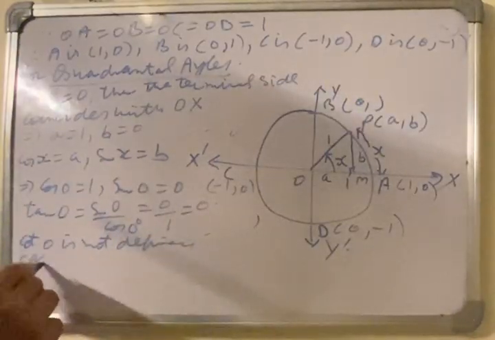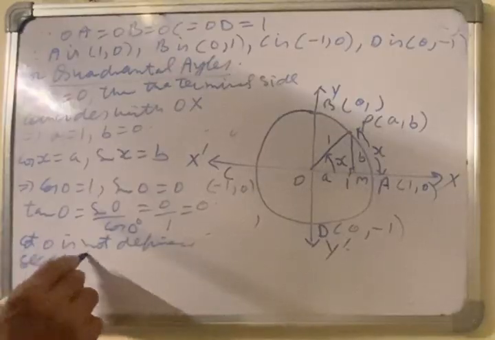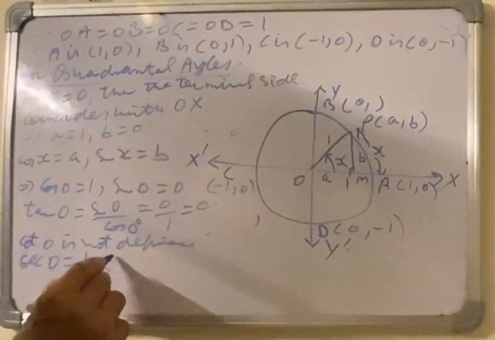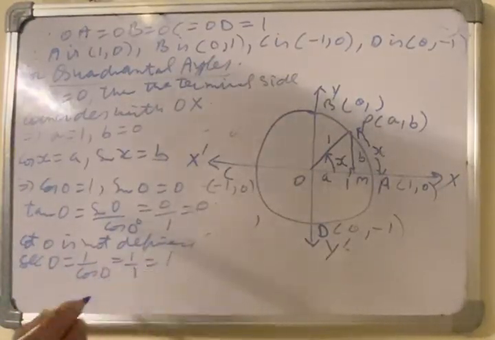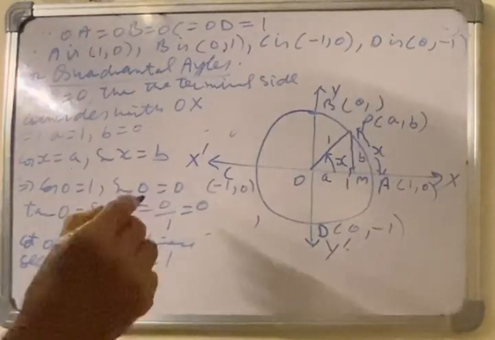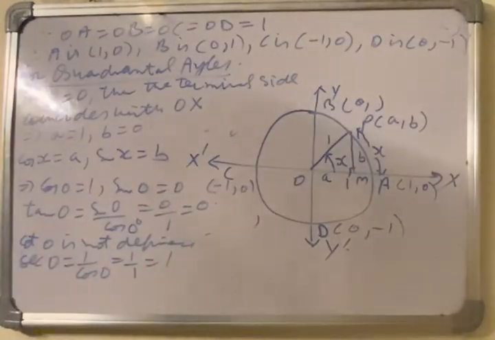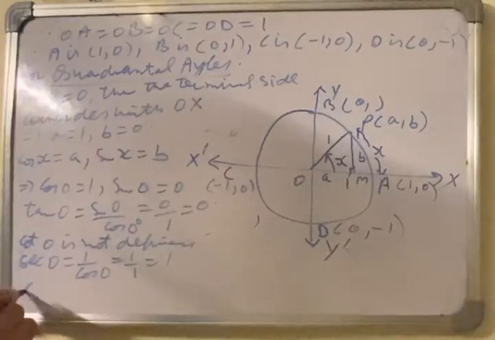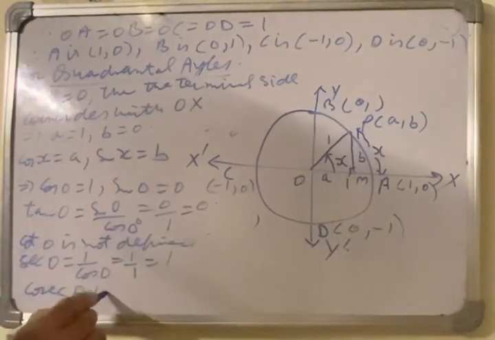Similarly, secant 0 is the reciprocal of cos 0, which is 1 over 1, which is 1. And cosecant is the reciprocal of sin 0, which is not defined. Cosecant 0 is not defined.